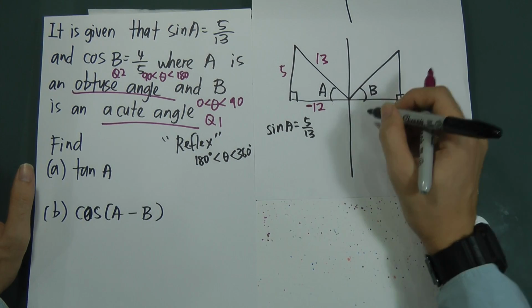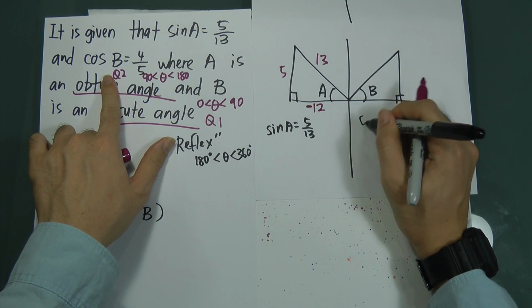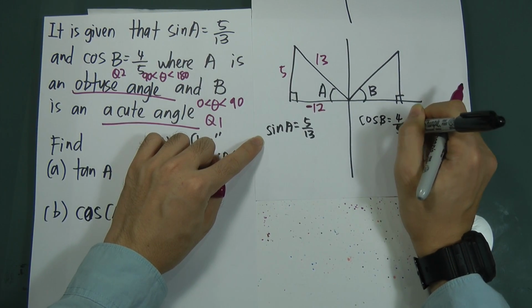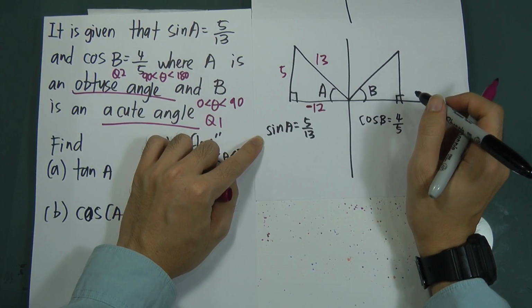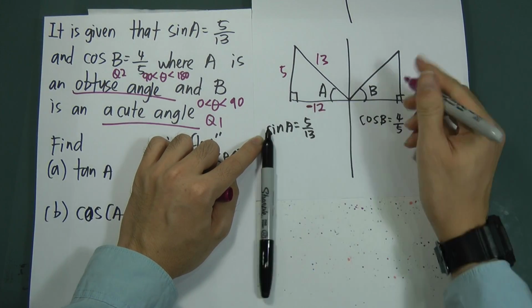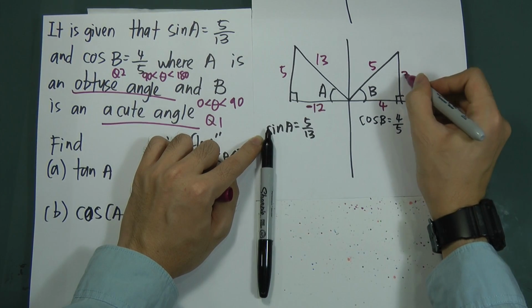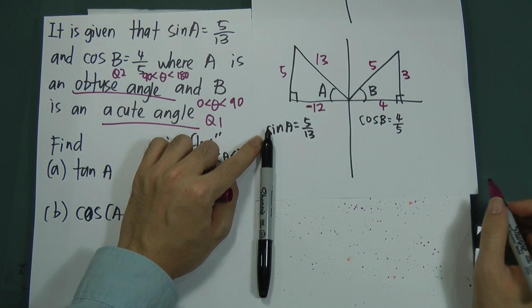And then for B, he mentioned cos B equals 4 over 5. So where is cos? Cos is adjacent over hypotenuse, 4 over 5. So the other side will be 3, another Pythagorean triple. Okay, this one just memorize.